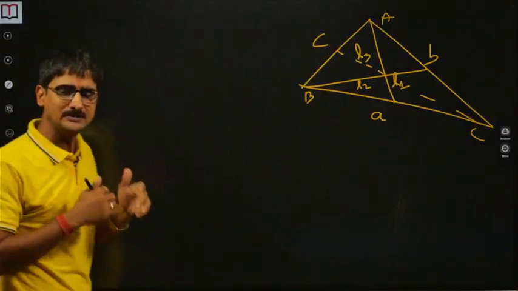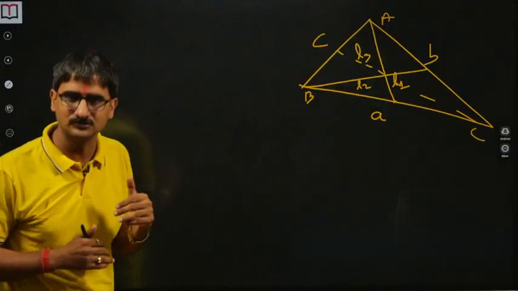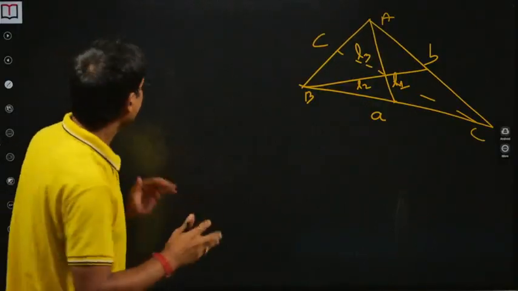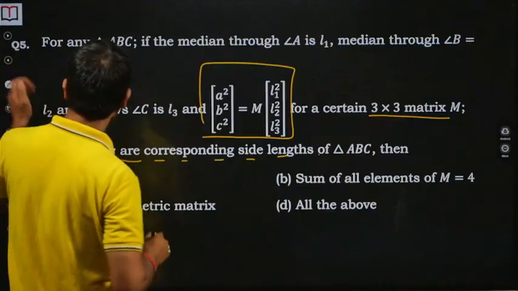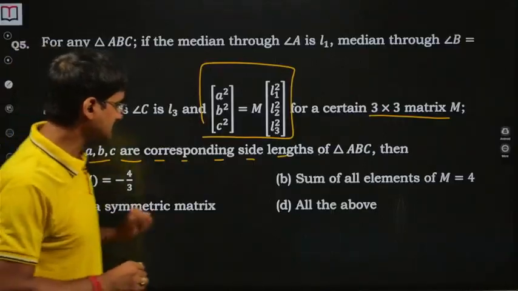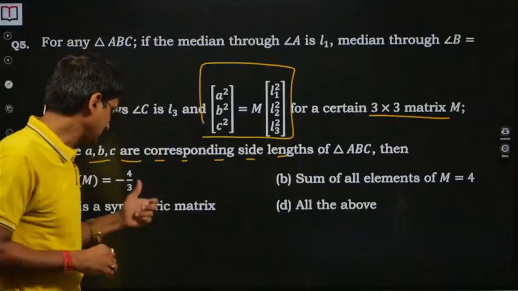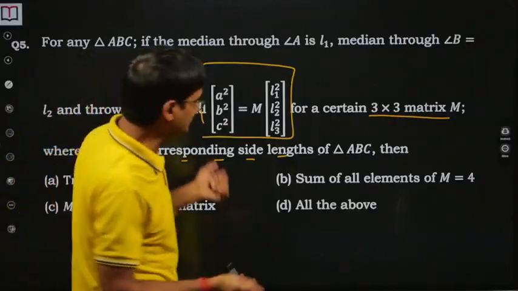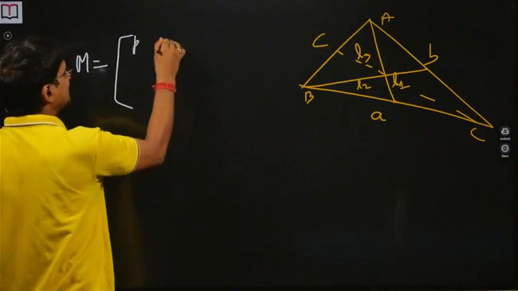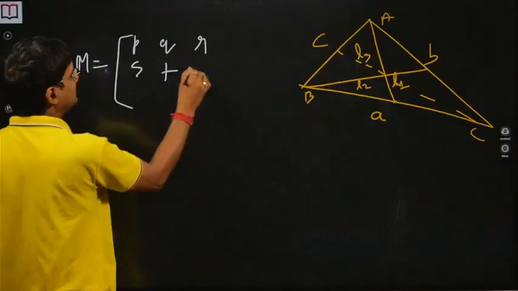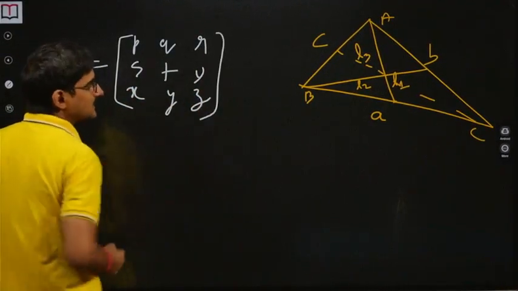Okay, see, how did I approach it? There might be a better way. Again, I will say, if anyone could think about it, let me know. So how I started: because they have asked in the question the trace of the matrix, the sum of all the elements of the matrix, whether the matrix is symmetric or not, maybe the determinant of the matrix, everything. So I said, let me start with PQR STU XYZ. Let this be the matrix.